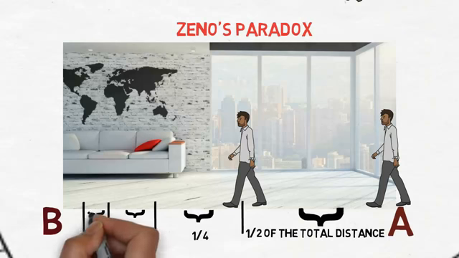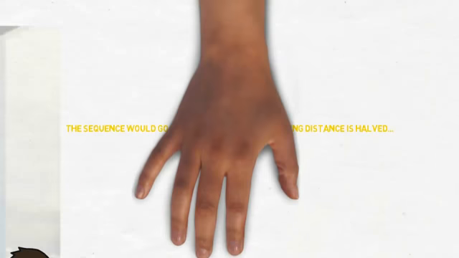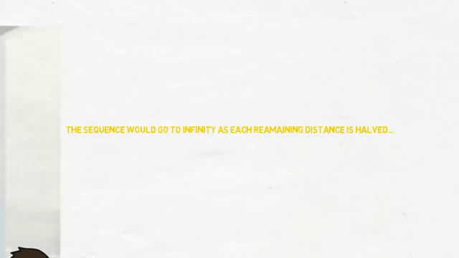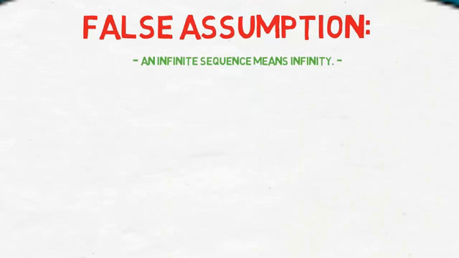Therefore, the distance must be infinite, as it will continue to divide by half infinitely, meaning we'll never reach our destination B. But we know that is not true, otherwise motion would be impossible. So there must be one false assumption Zeno made, which is that an infinite sequence means infinity.